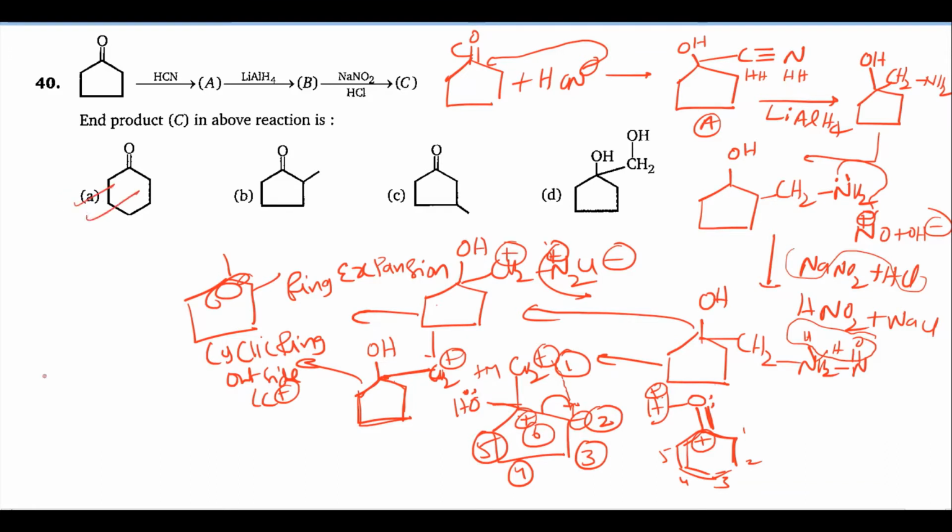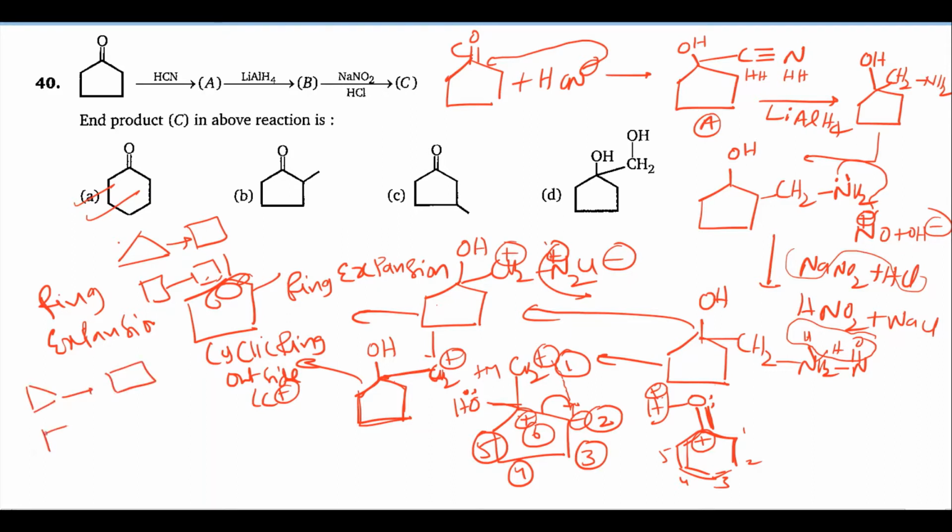Here the twist is ring expansion. Very very important, ring expansion. So in ring expansion, to relieve the strain, a 3-membered ring is converted to a 4-membered ring. A 4-membered ring is converted to a 5-membered ring, and a 5-membered ring is converted to a 6-membered ring.